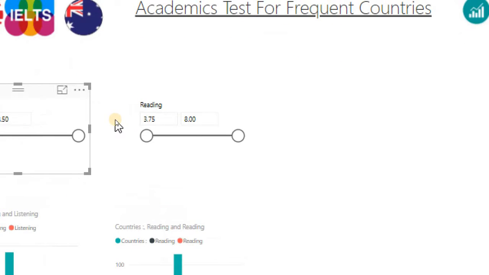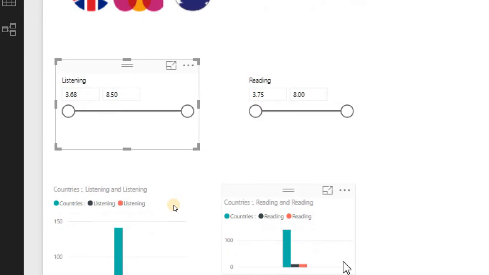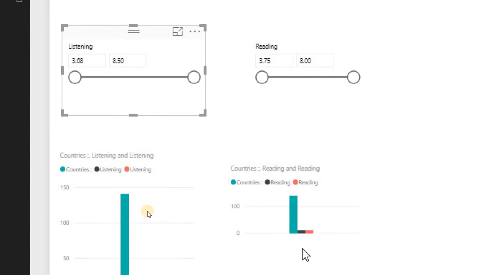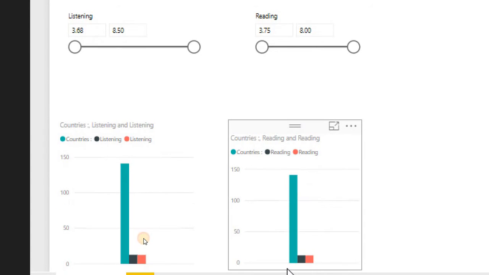As you can see from here, the minimum score was 3.68 and the maximum was 8.50, and now the minimum is 3.75 and the maximum is 8.0, and you can see the ratio varies by a lot.